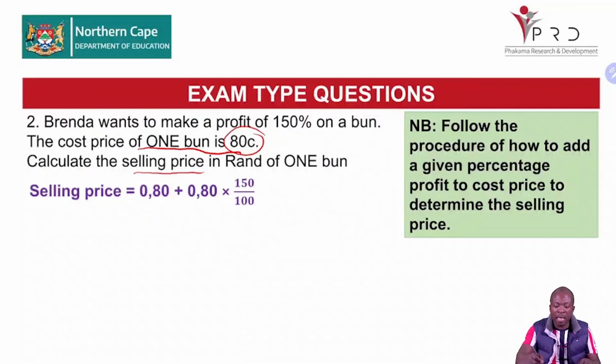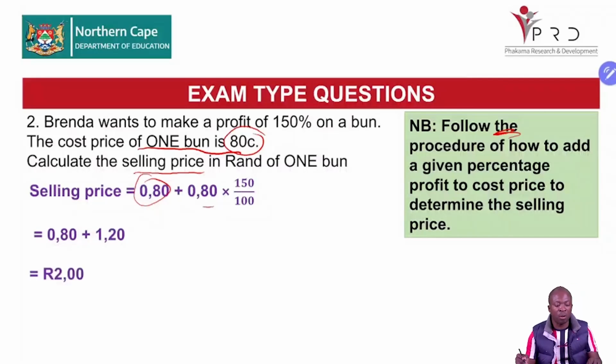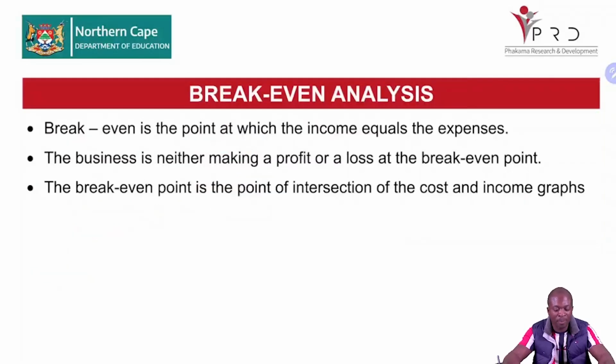So remember the clue that I'm giving to you here. Follow the same procedure. So we have 80 cents, that's 0.80 plus 150% of the 80 cents. What are we going to get? We are having 80 cents plus 120. All in all, it means that Brenda needs to sell the item at 2 rand. If you bought it at 80 cents and you sell it at 2 rand, your profit is going to be 150%.